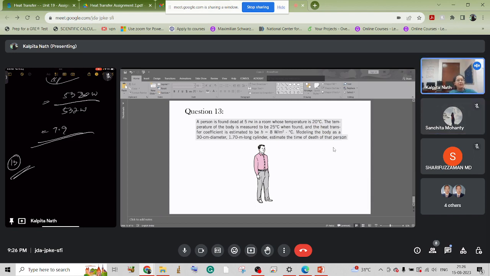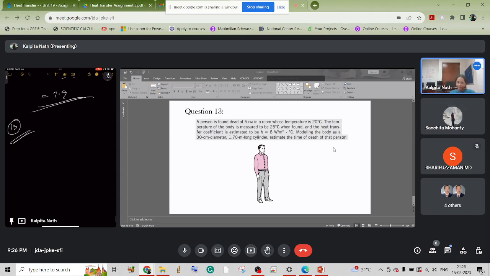For any lumped parameter model, if it's not stated in the question, then you can't consider it as a lumped parameter system. Okay, yes, ma'am. Let us first proceed. First, we will calculate the Biot number for any lumped parameter model problem.